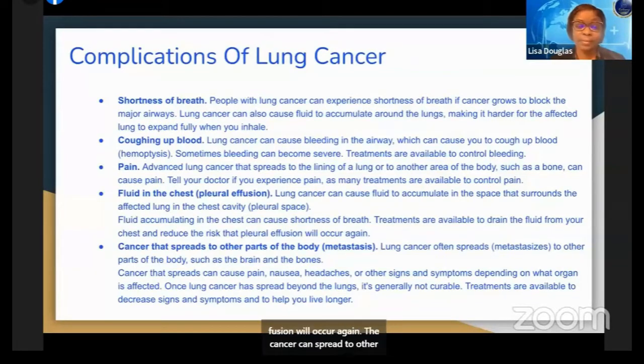The cancer can spread to other parts of the body, which is called metastasis. Metastasis to other parts of the body, such as the brain and bones. Cancer that spreads can cause pain, again, nausea, headaches, and other signs and symptoms depending on what organ is affected. Once lung cancer has spread beyond the lungs, it's generally not curable. Treatments are available to decrease the signs and symptoms to help a person live longer.